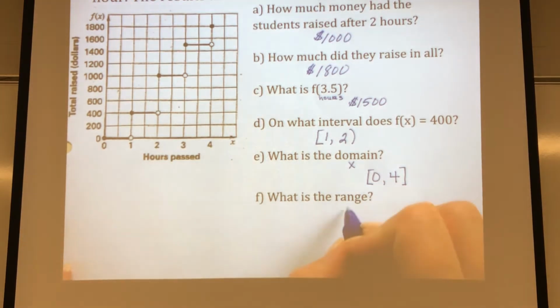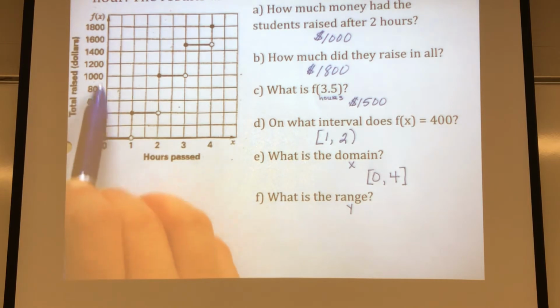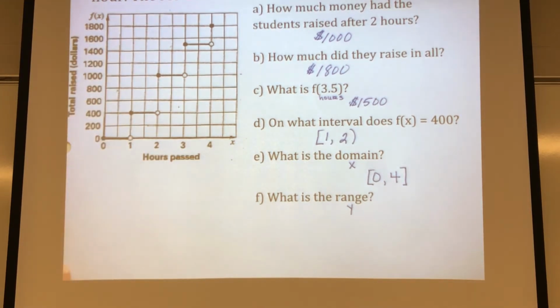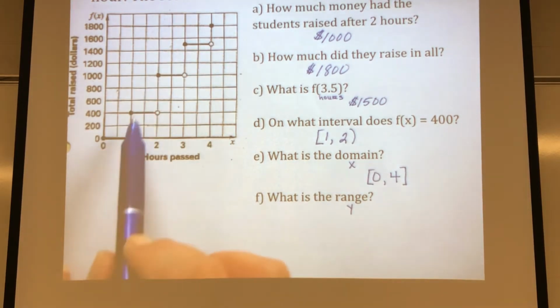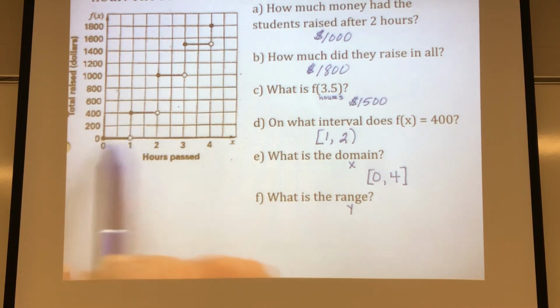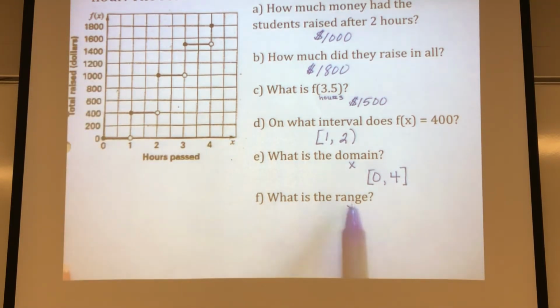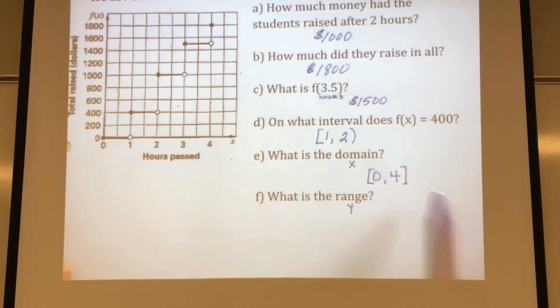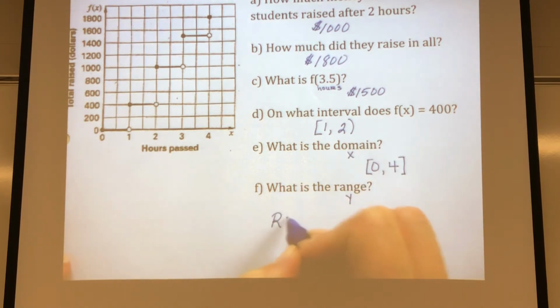What is the range? We know ranges are y values. Do we have, and it's total dollars is range, do we have every dollar amount between 0 and 1,800? Hopefully you said no, because we only have these 5 specific dollar amounts. We don't have any in between because they didn't count the money until the end of the hour. So even though time was continuous all the way across, dollars raised was not continuous. So we can't do a range in an interval because it's not continuous like that. Instead, we just have individual range values.